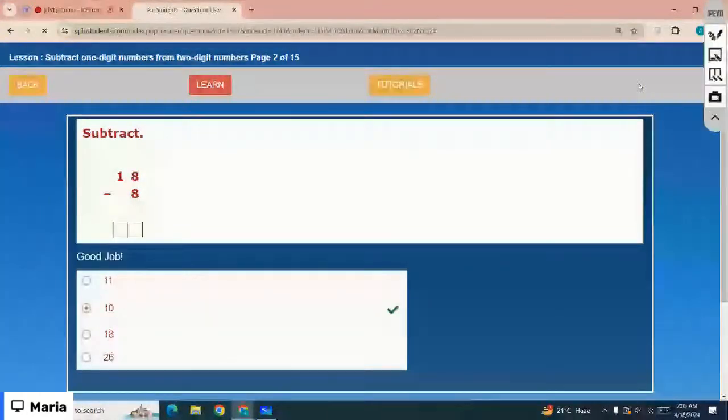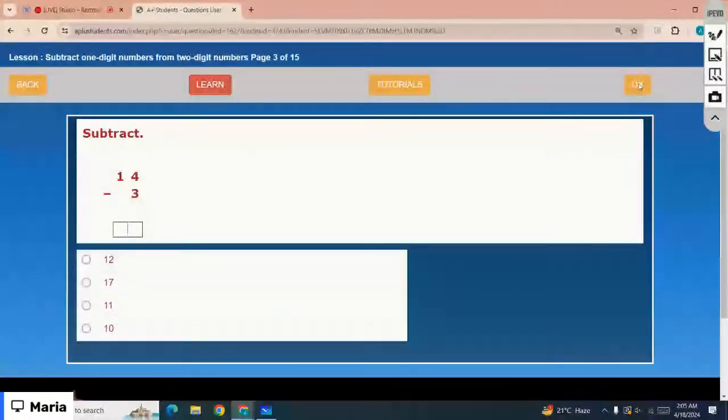Okay, the next one is 14 take away 3. Which is the correct option?